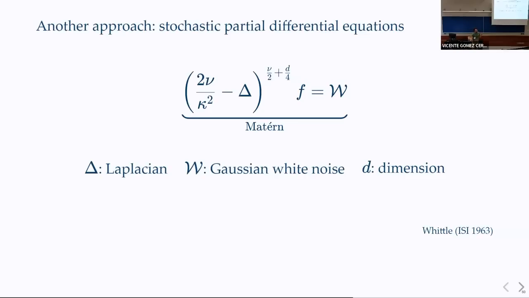It generalizes well because the objects you need to define in order for this to make sense have analogs in different settings. So, for example, the Laplacian has the analog of the Laplace-Beltrami operator on the manifold, or it has the analog of the graph Laplacian on the node set of a graph.